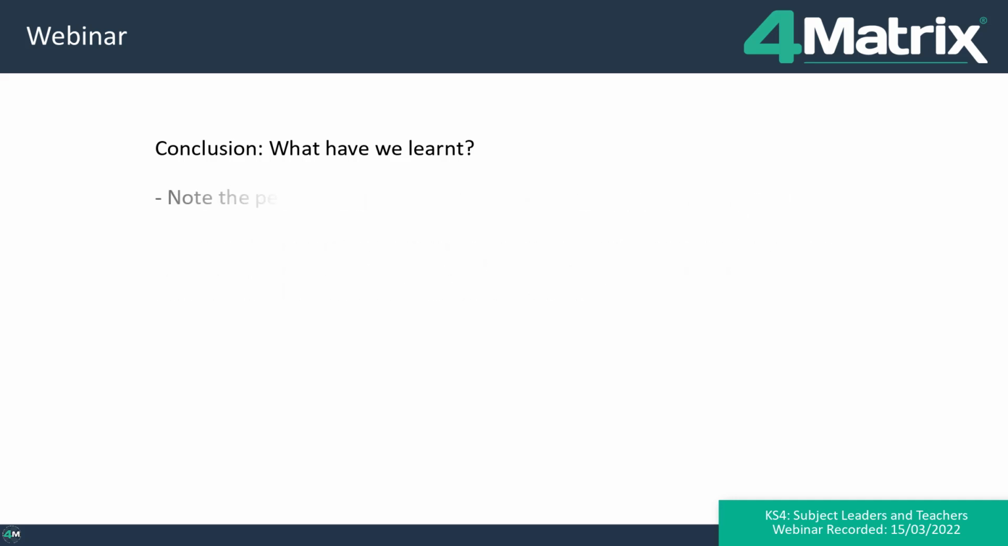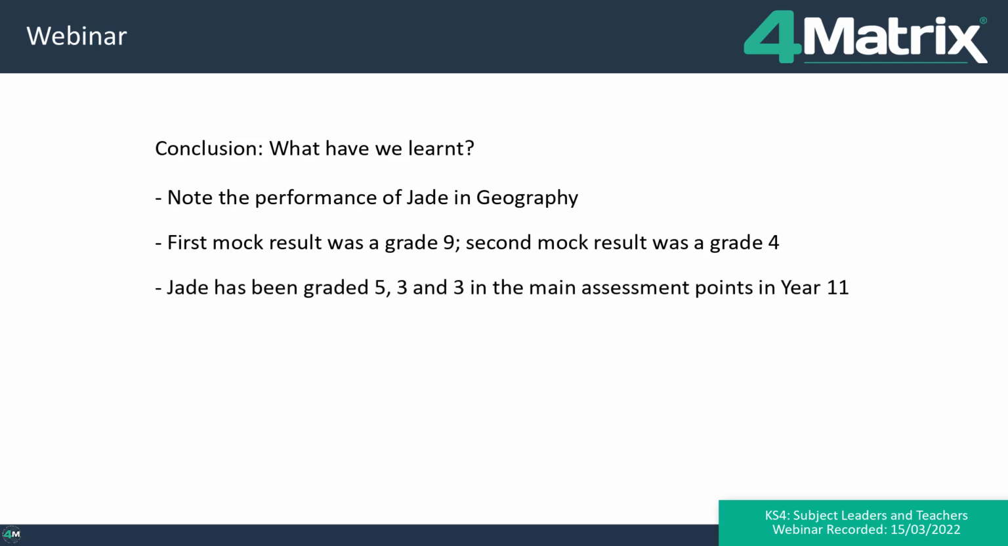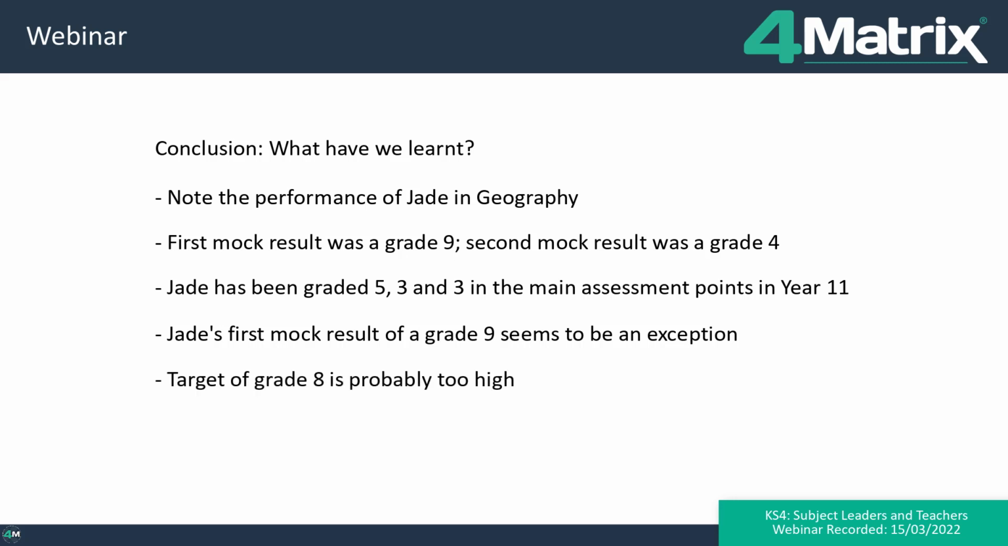Our second task was to note the performance of Jade, whose parents are worried about their daughter's progress in geography. Our key findings include Jade's first mock result was a grade 9, and her second mock result was a grade 4. Jade has been graded 5, 3, and 3 in the main assessment points in Year 11. Jade's first mock result of a grade 9 seems to be an exception to her average performance in the subject in Year 11, and it is likely that her target of a grade 8 is too high.